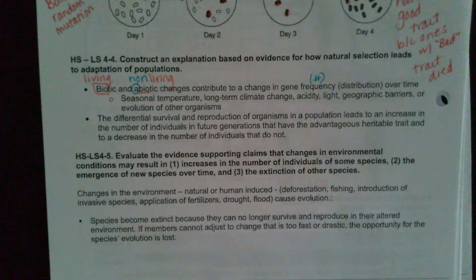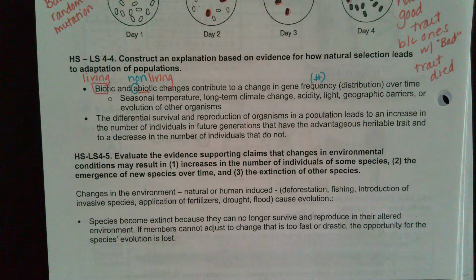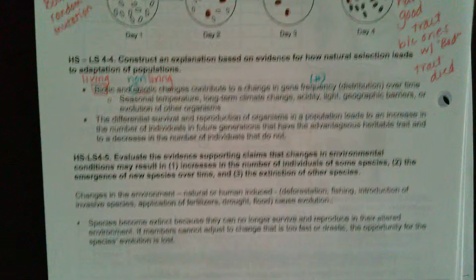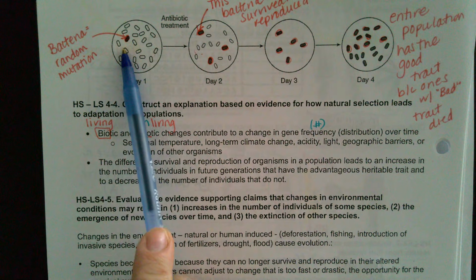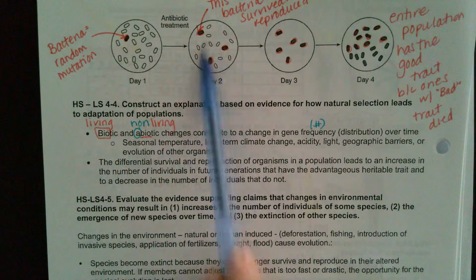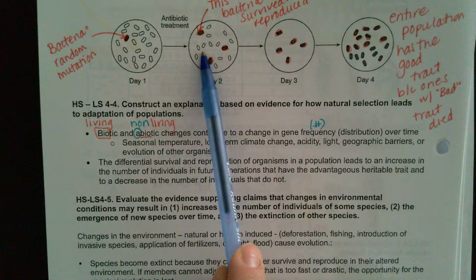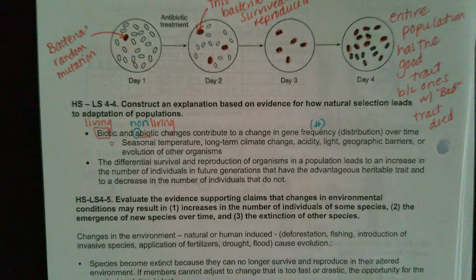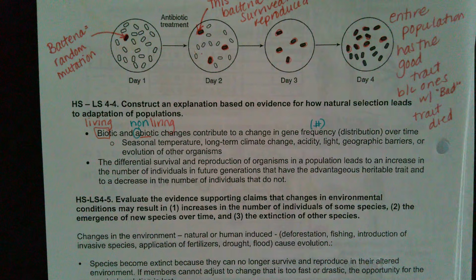The next part says the differential survival and reproduction of organisms in a population leads to an increase in the number of individuals in future generations that have the advantageous heritable trait and to a decrease in the number of individuals that do not. That's what we saw up here. Gray one, advantageous good trait, survive. Make more that have good trait. White ones, dying off. Next round, you'll see more of the gray ones survived and reproduced, and by the end, only the gray ones with the good trait are left.